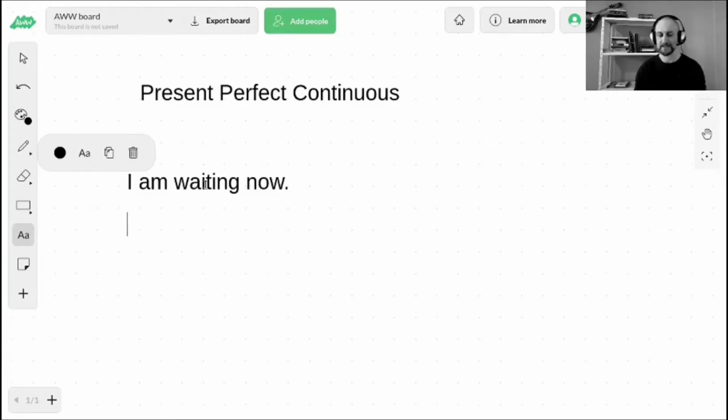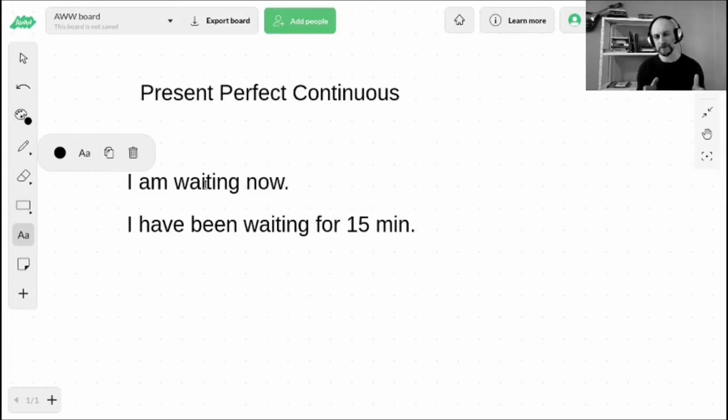So if you want to say something like for 15 minutes, then you would have to use present perfect continuous. I have been waiting for 15 minutes. And that's basically the whole thing about present perfect continuous. You use it for activities that are happening right now, and also you want to add the information about for how long it has been happening.